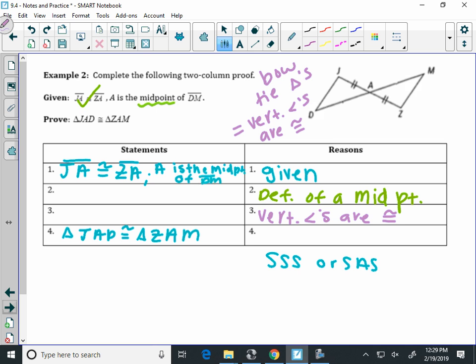Okay? And it doesn't matter. You could have flip-flopped them. You could have put vertical angles are congruent as number 2 and definition of midpoint as number 3, and you're still right. Okay? Sometimes that can happen. You can flip-flop things and improve, and you're still correct. Okay?